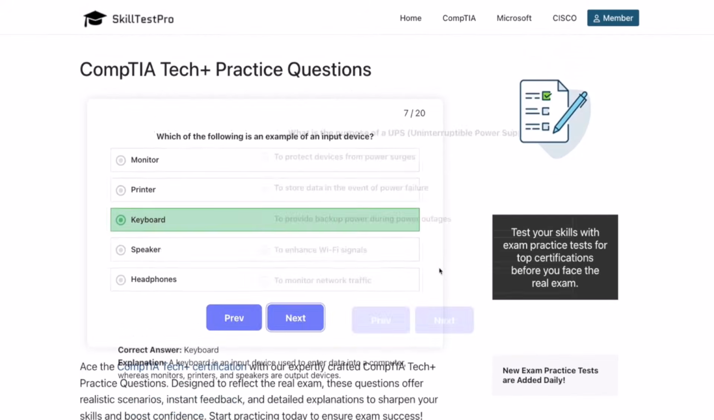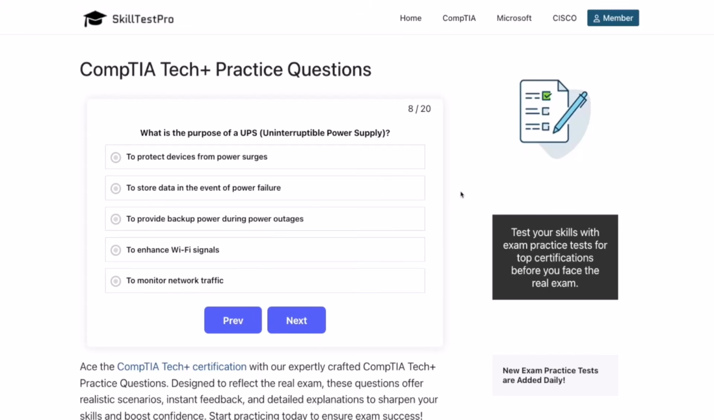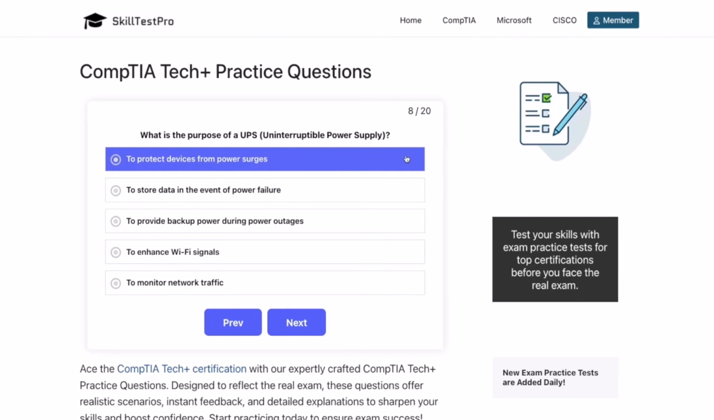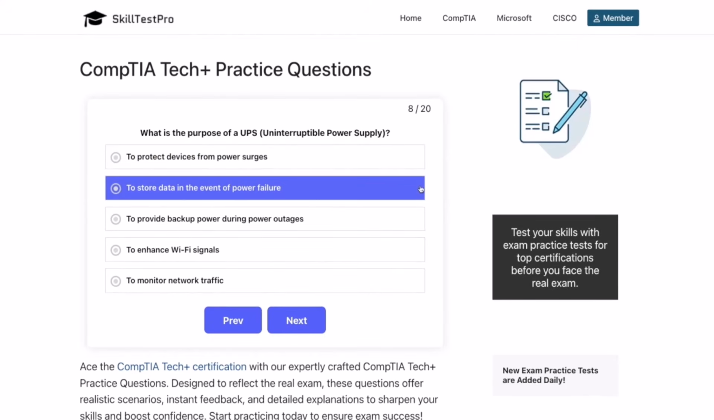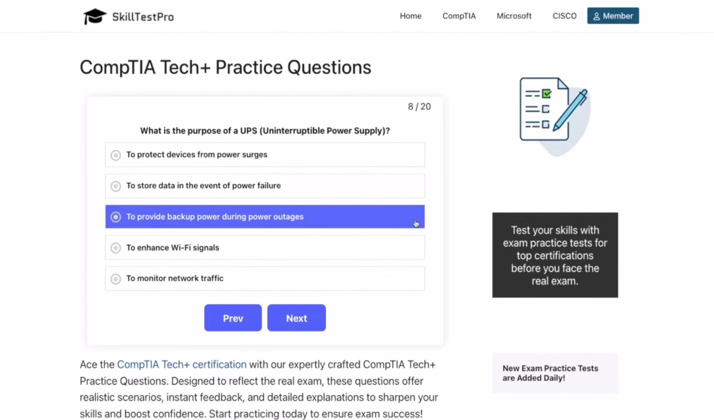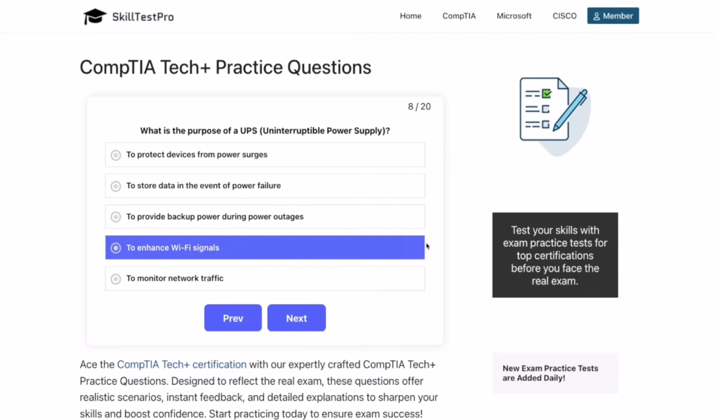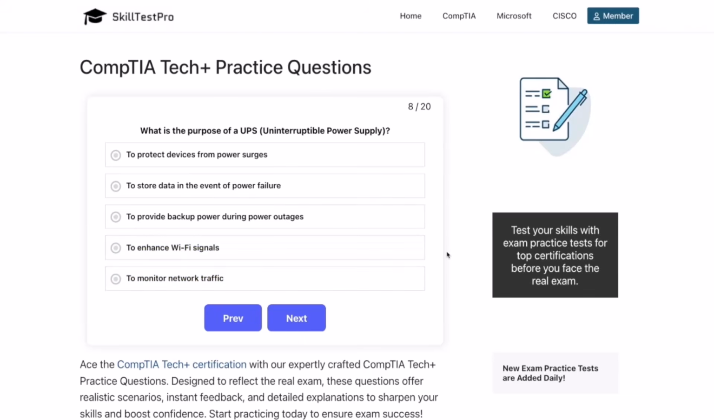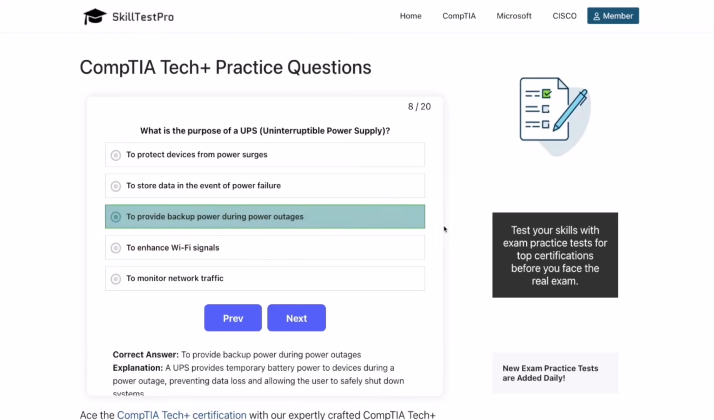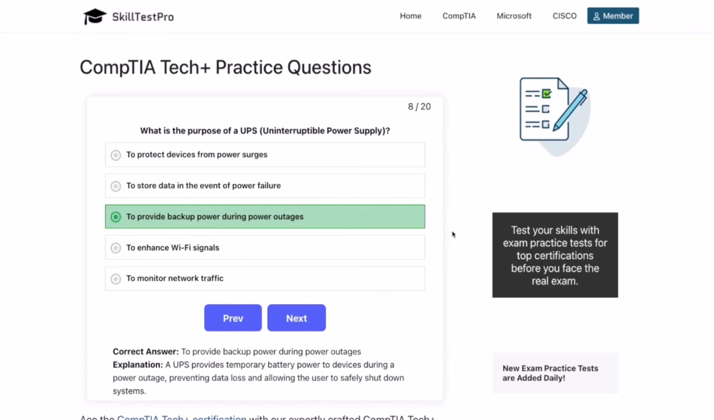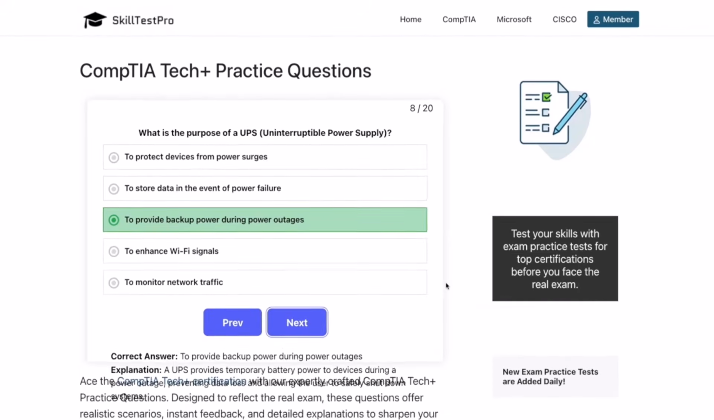All right, question 8. What is the purpose of a UPS, or uninterruptible power supply? To protect devices from power surges? To store data in the event of a power failure? To provide backup power during power outages? To enhance Wi-Fi signals? Or to monitor network traffic? The correct answer is to provide backup power during power outages. A UPS provides temporary battery power to devices during a power outage, preventing data loss and allowing the user to safely shut down systems.